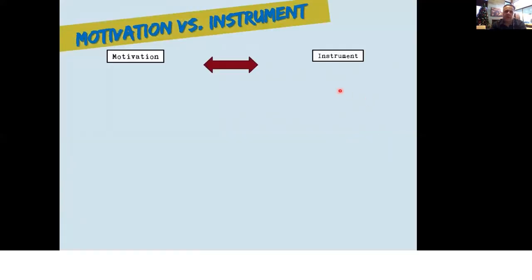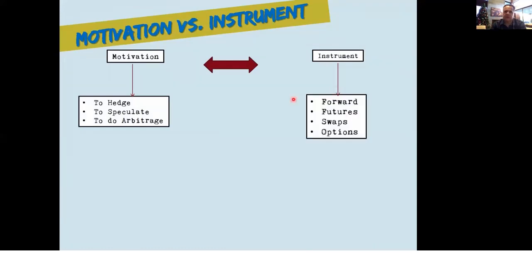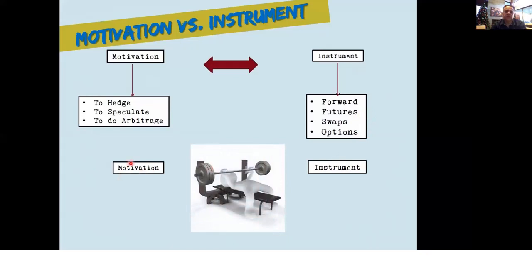Another important difference in the derivatives markets and positions is to distinguish between motivation and the instrument. The motivation is what drives you into using the derivative. It could be to hedge, to speculate, or to do arbitrage. And the instrument is what you're using to achieve your objectives, which are, in this case, forwards, futures, swaps, and options. So the motivation, in some sense, is what drives you into the contract, and the instrument is what you're using to achieve your objective.